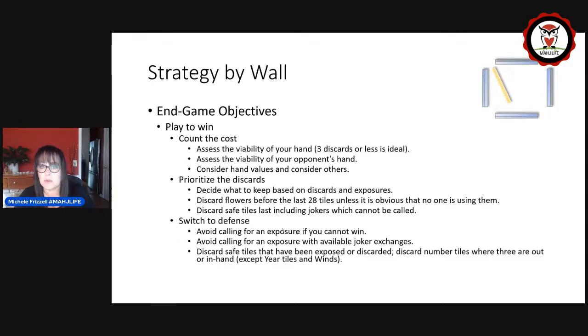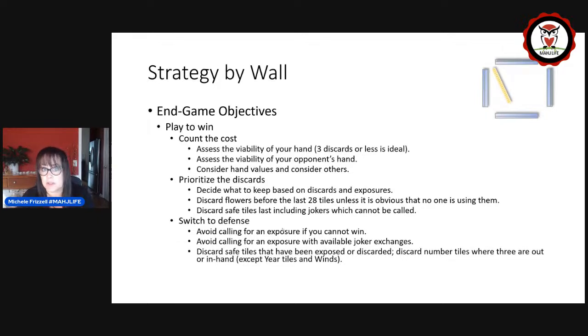What is concealed is unknown to them or an assumption for them. They can maybe investigate and survey the table and try to figure out what you might have in your hand. But if you're switching to defense and you're holding risky tiles, they won't have that idea if you have no exposures. The more exposures you have, the more information you're going to be giving out to them. So avoid calling discards to make exposures.